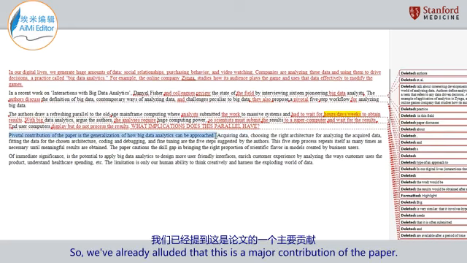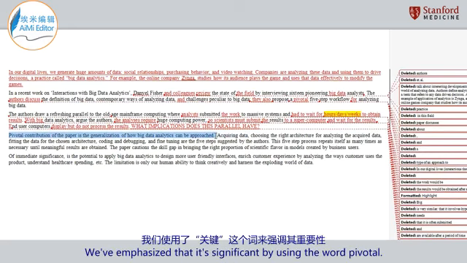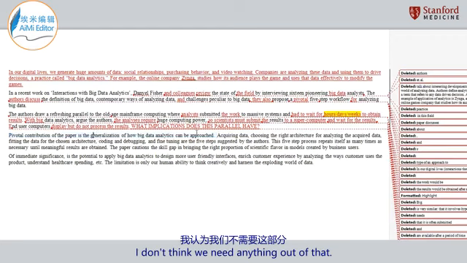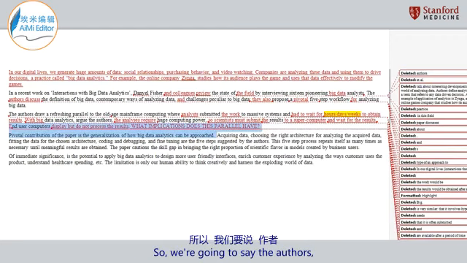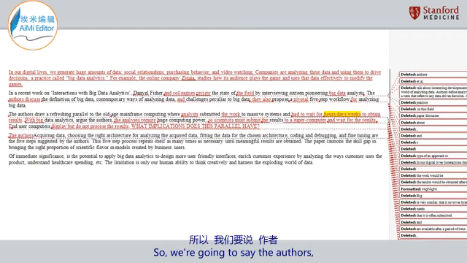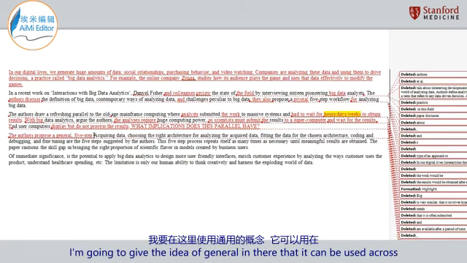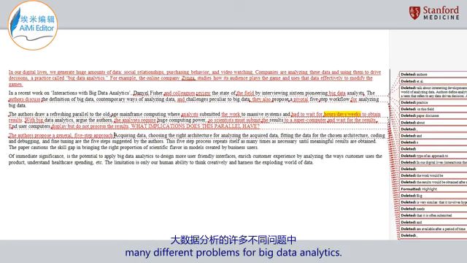So we've already alluded that this is a major contribution of the paper. We put it right up front. We've emphasized that it's significant by using the word pivotal. So I'm just going to delete that whole thing. I don't think we need anything out of that. So we're going to say, how about, the authors propose a general five-step approach. I'm going to get the idea of general in there, that it can be used across many different problems for big data analytics.